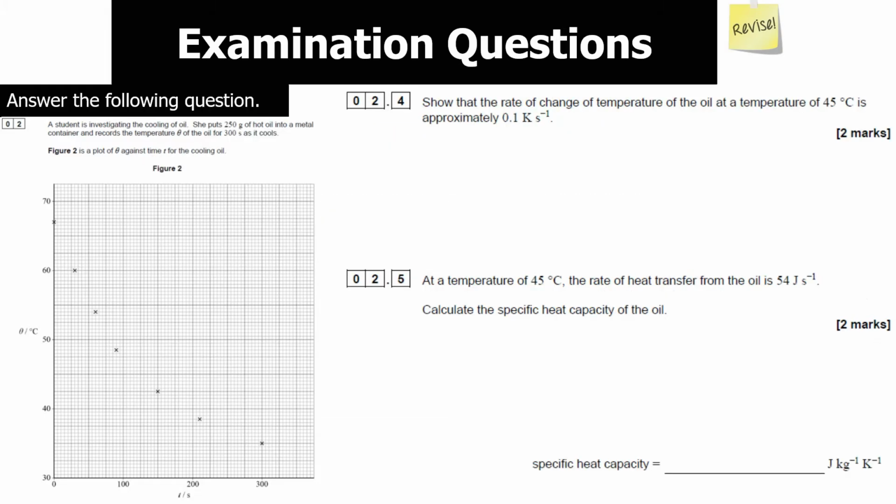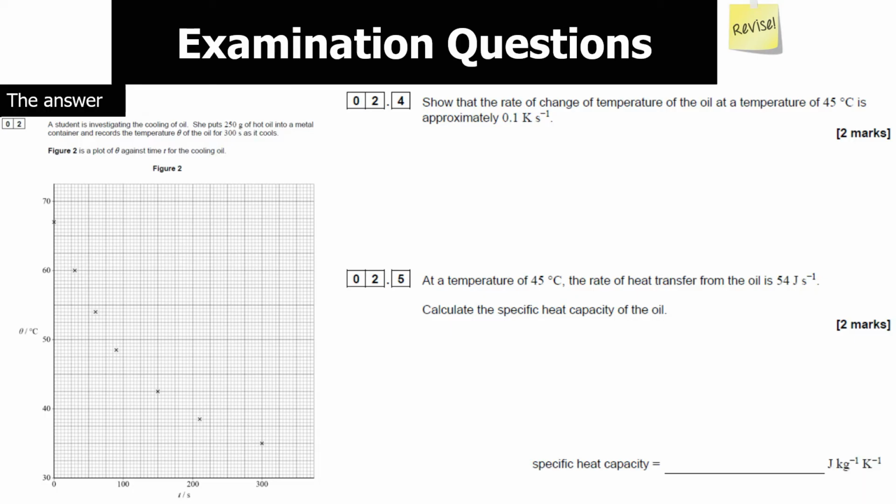joules. Now the next question says, show that the rate of change of temperature of the oil at the temperature of 45 degrees is approximately 0.1 kelvins per second. Then at a temperature of 45 degrees Celsius, the rate of heat transfer from the oil is 54 joules per second. Calculate the specific heat capacity of the oil. So pause the video now, then unpause the video when you want to go through your answer.